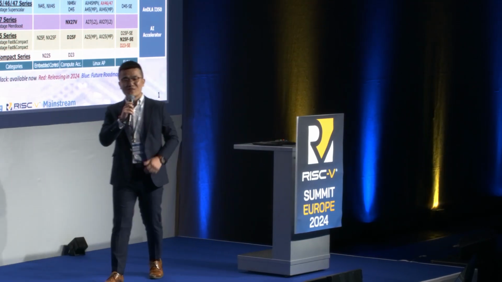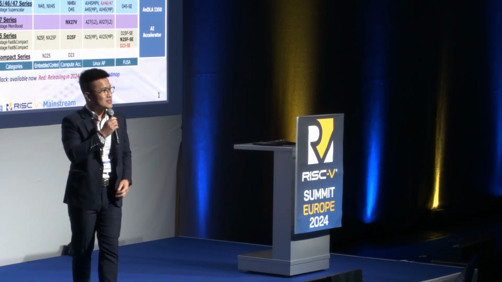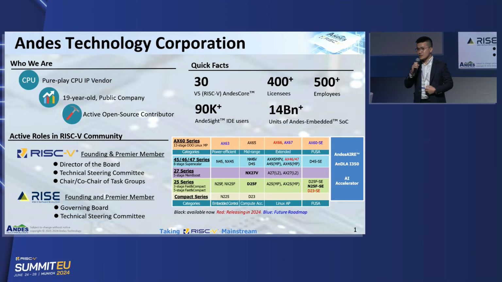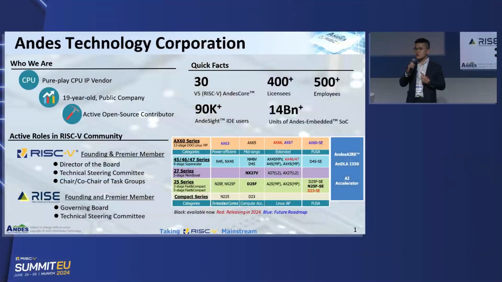Hello everyone. I'm Vince Wu from Andes. So Andes is a 19-year-old public company, and we are actively in the open source RISC-V communities. And so far, Andes has announced 30 different RISC-V cores from entry level up to automotive, high performance level. And last year, it's our first time to reach 1 billion revenue in Taiwan dollars, setting up an office here in Munich. Our customer shipping volume is over 14 billion pieces.